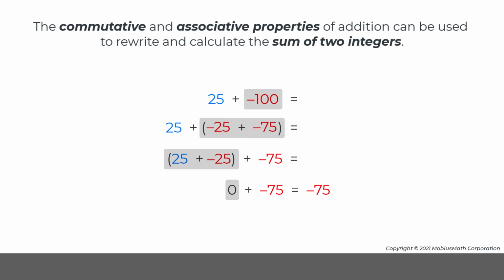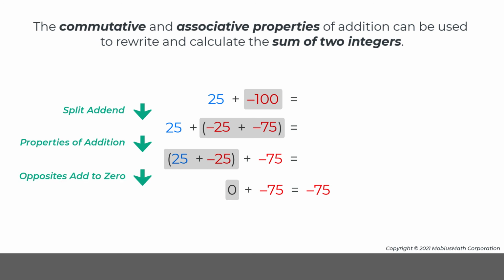So, two integers with opposite signs can be added by splitting the integer with the greater absolute value, applying the properties of addition, and applying the fact that two opposites add up to 0.